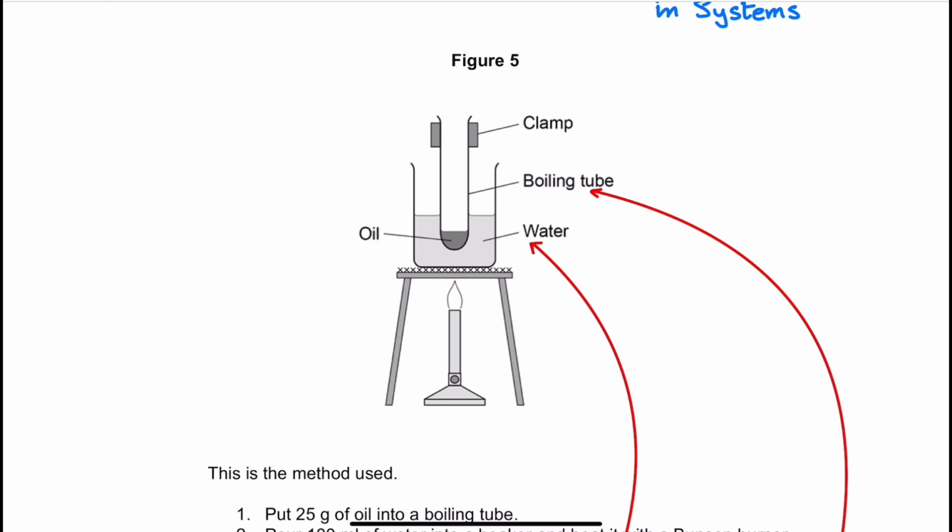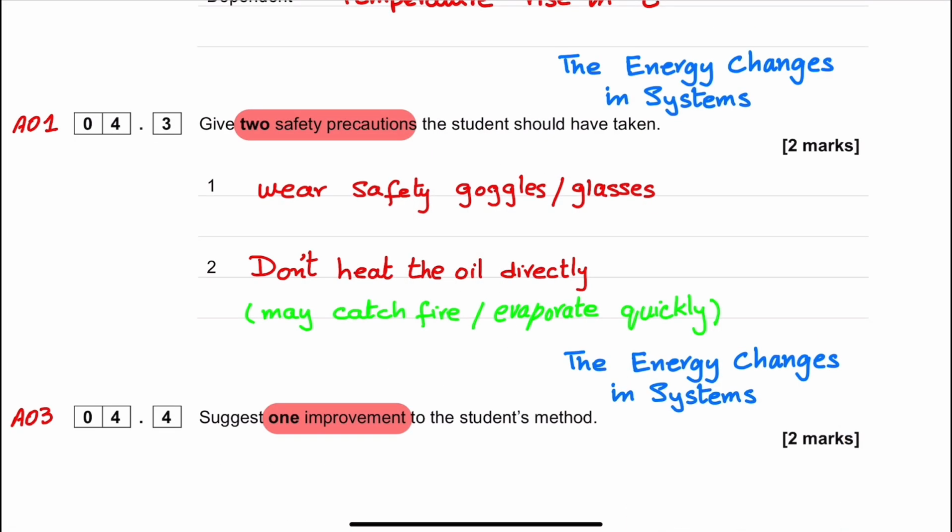Another important piece of information which a student can use in the answer is that if you heat the oil directly on the Bunsen burner, the chances are some of the oils may catch fire and it becomes hazardous. Let's see the model answer. The student should use safety goggles or glasses. Do not heat the oil directly because some of the oils may catch fire or evaporate quickly without completing the investigation.